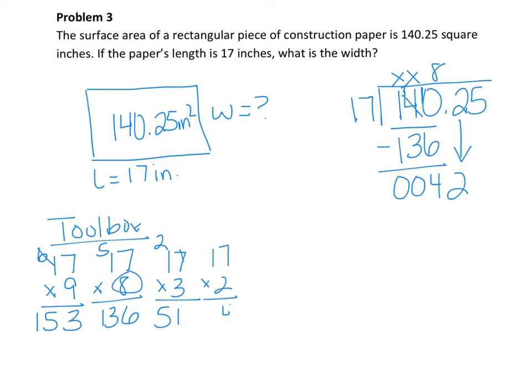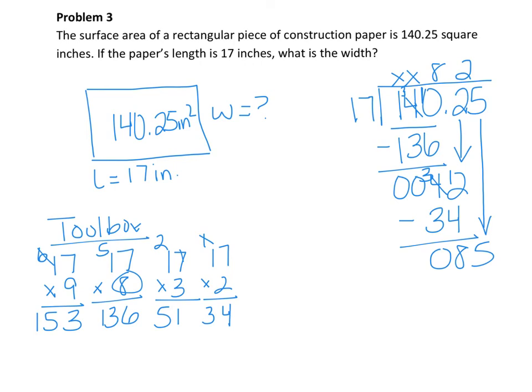2 times 7 is 14, carry the 1. 2 times 1 is 2, plus 1 is 3, so 34. So let's put a 2 in my quotient. 2 times 17, 34. I subtract now. 2 minus 4 I can't do, so I need to borrow, which makes the 4 a 3 and the 2 a 12. 12 minus 4 is 8. 3 minus 3 is 0. Still have to bring down the next number. 85.